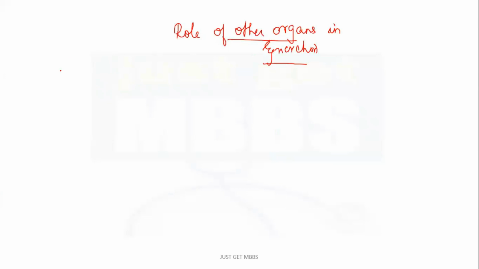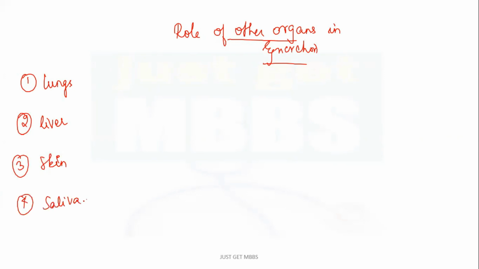Now, just a few points, again not that important for your NEET. Role of other organs in excretion. So we will be talking about lungs, then we'll be talking about liver, then skin and the associated sebaceous gland, and we will be talking about saliva. Now, lungs, if you take, eliminate the majority of carbon dioxide, right? And apart from it, lungs also give out some amounts of water.